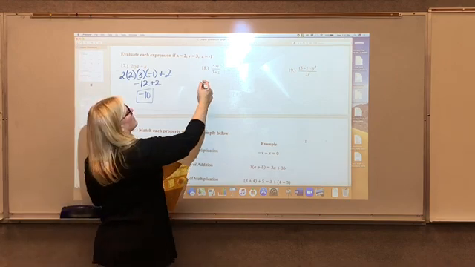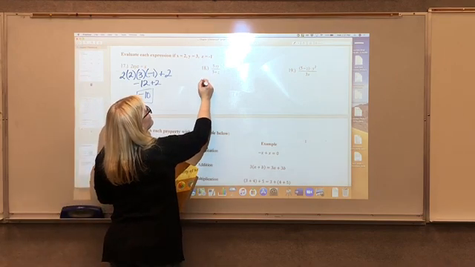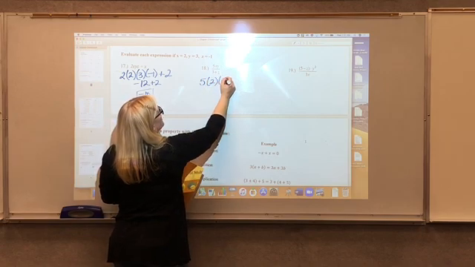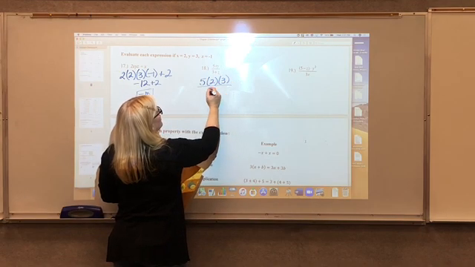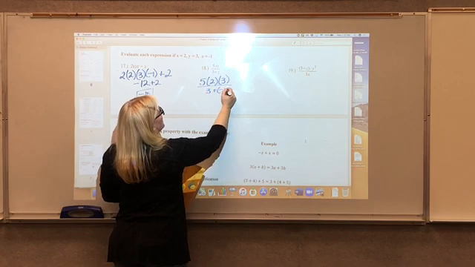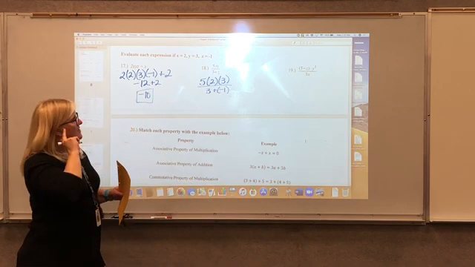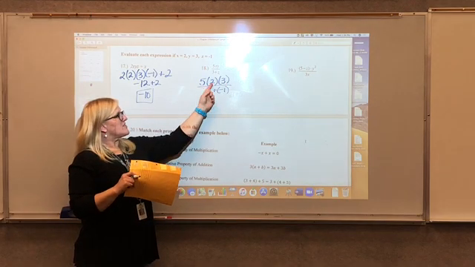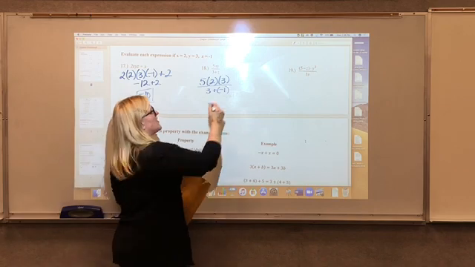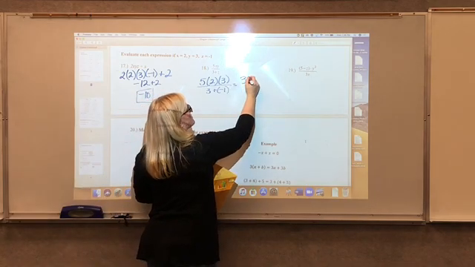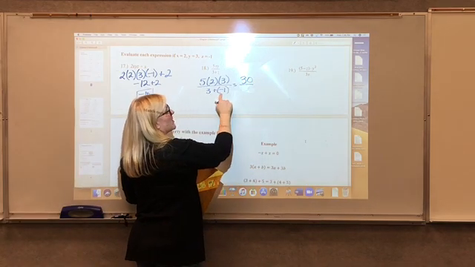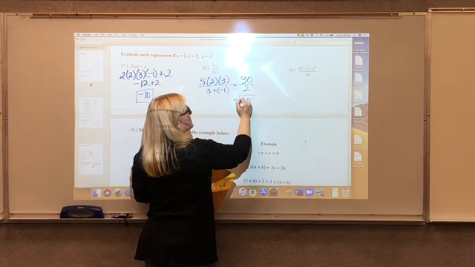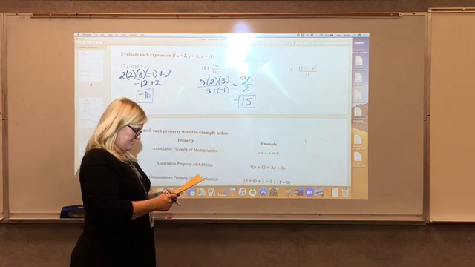Okay, here I have 5 times x, which is 2, y, which is 3, over 3 plus a negative 1, which is z. So I multiplied everything through on the top. I get 5 times 2 is 10, times 3 is 30, over 3 plus negative 1 is 2, and that gives me 15.